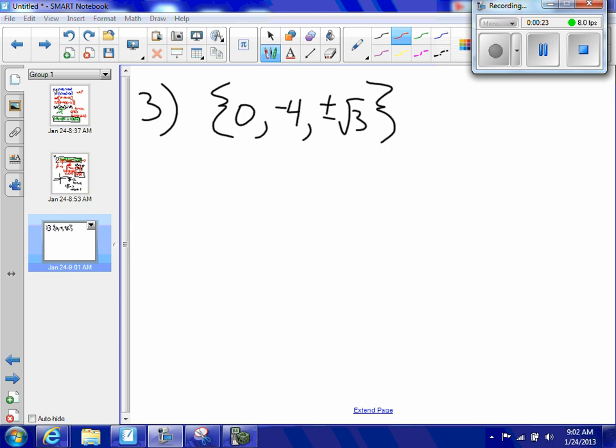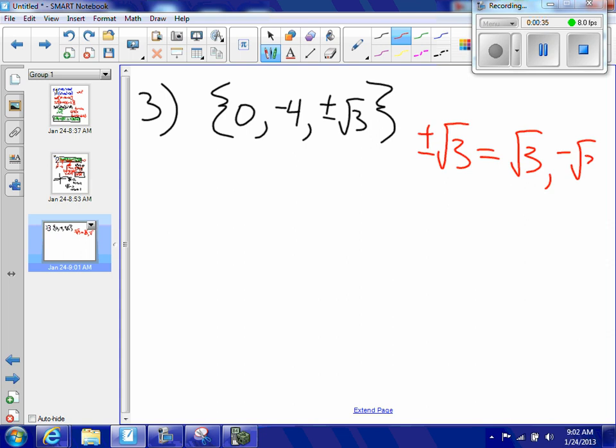One thing that I even wrote on the board: plus or minus radical 3 is equal to radical 3 and negative radical 3. The plus or minus is simply a shorthand, but it represents two distinct terms, a positive one and a negative one. So I have 4 zeros here. Those are my solutions, and I want to write them as factors.